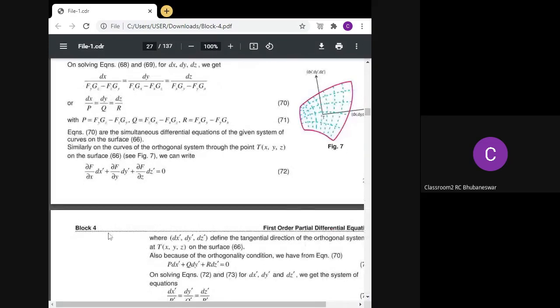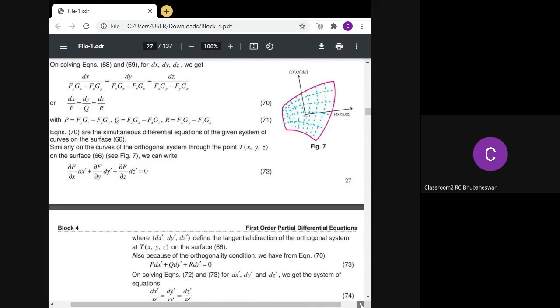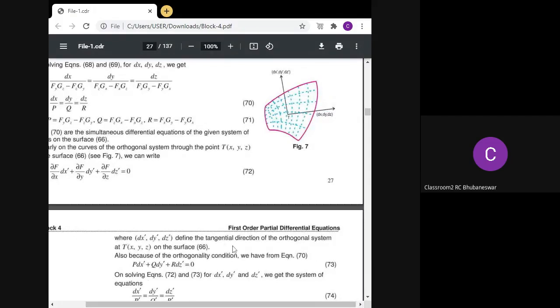we have to consider another set of equations in the form of fx dx dash plus fy dy dash plus fz dz dash equals 0. Now here we can see dx dash, dy dash, and dz dash are defined as the tangential direction of the orthogonal system at the point P(x, y, z). So if we choose arbitrarily any point of the surface, that is the point x, y, z, dx dash, dy dash, and dz dash will always define the tangential direction of the orthogonal system.